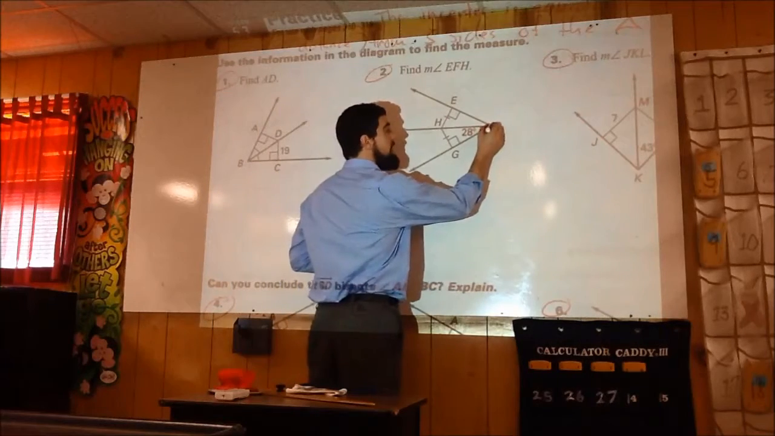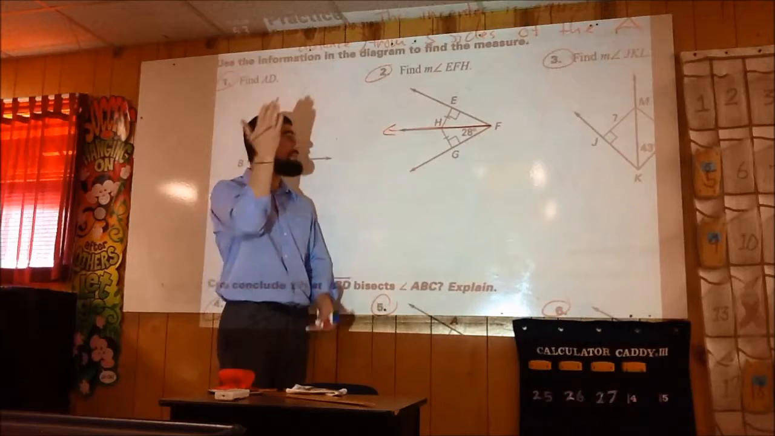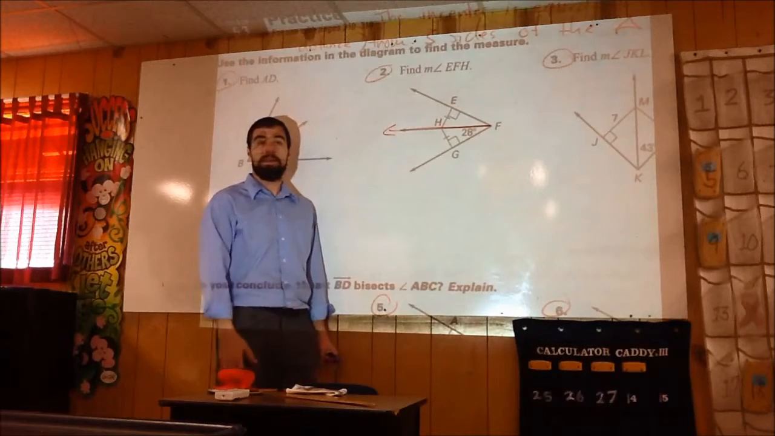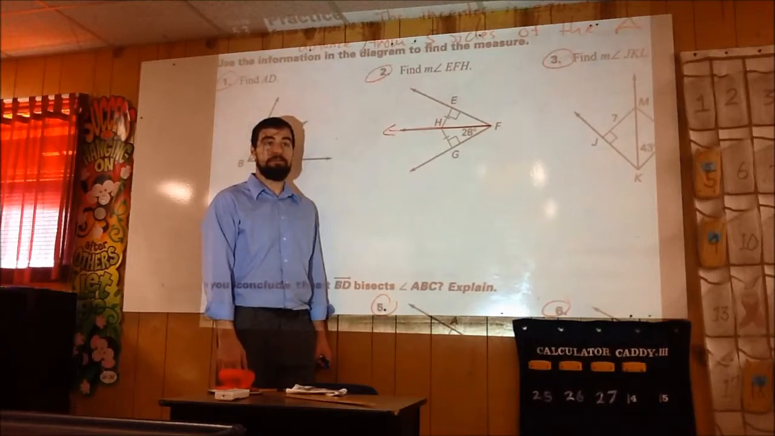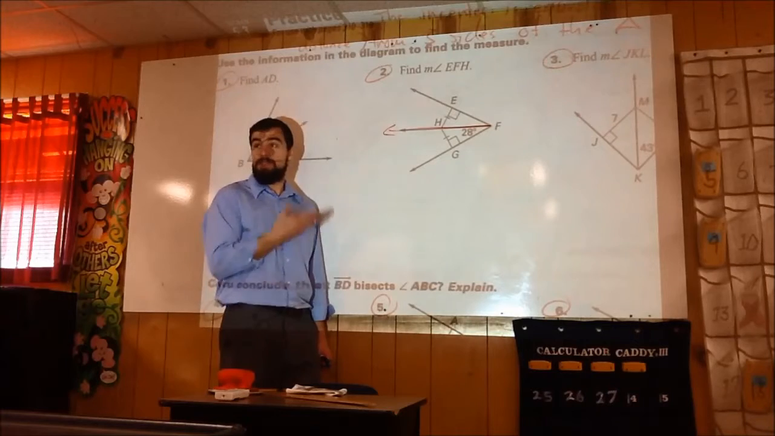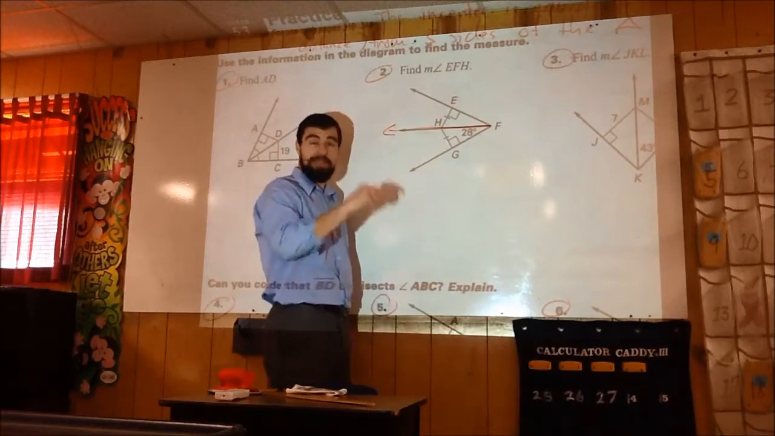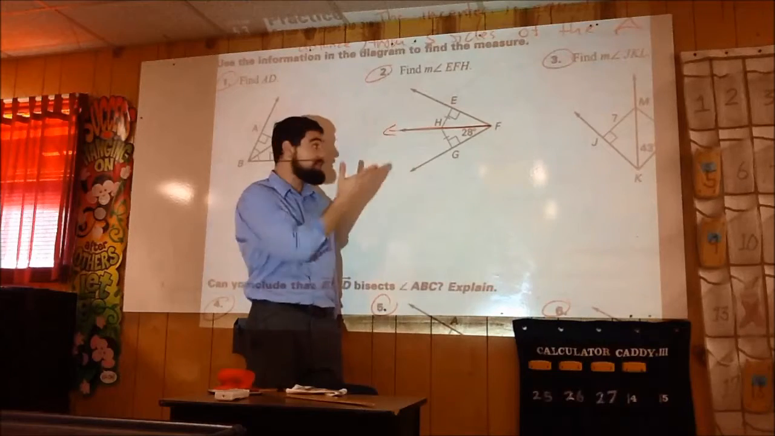So why do I know that ray FH is the angle bisector? What is this diagram showing us? The distance from H is equal from line FE and FG. Correct. It's showing us clearly that point H is equidistant from the two sides of the angle.